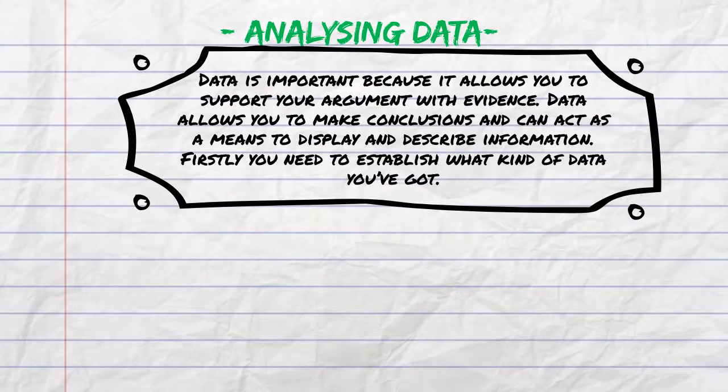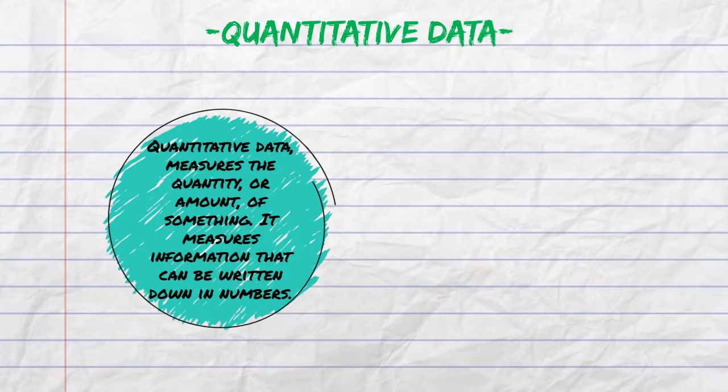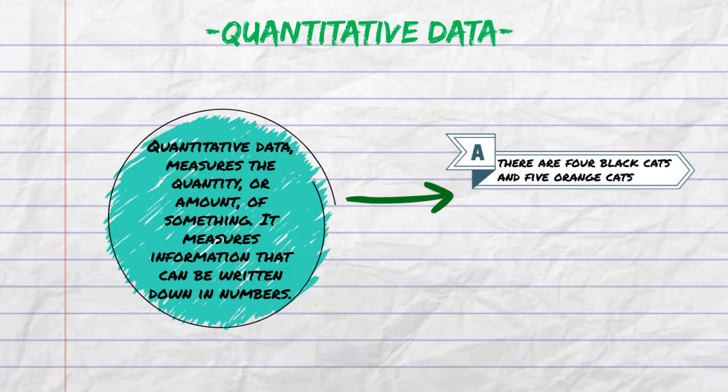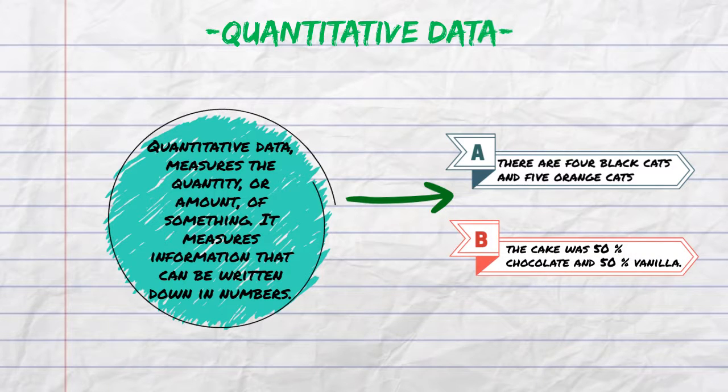Data is important because it allows you to support your argument with evidence. Data allows you to make conclusions and can act as a means to display and describe information. Firstly, you need to establish what kind of data you've got. Data can be categorized as either quantitative or qualitative. Quantitative data measures the quantity or amount of something. It measures information that can be written down in numbers. For example, there are 4 black cats and 5 orange cats. Or, the cake was 50% chocolate and 50% vanilla.